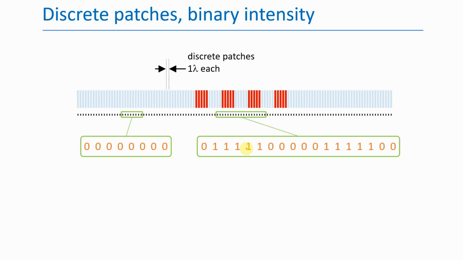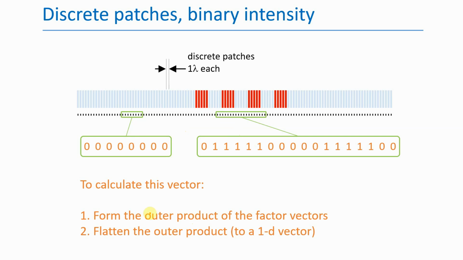Every value is either a 0 or a 1. 0 means that it's a dark patch. 1 means that it's a bright patch. And the way we calculate this vector is to form the outer product of the factor vectors and then flatten the outer product, which means to rearrange it into a one-dimensional vector. Let's look at how this works.